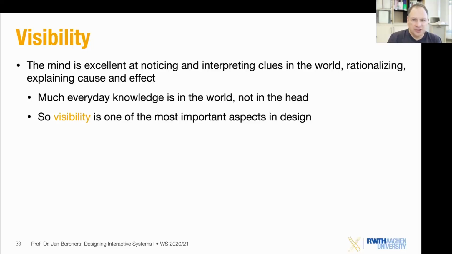So visibility is based on the fact that the mind is really excellent at noticing and interpreting clues in the world, rationalizing about them, explaining the cause and effect behind things. We do this all the time. This is why much of the knowledge that we think we have in our head is actually not in our head, it's in the world around us, right?